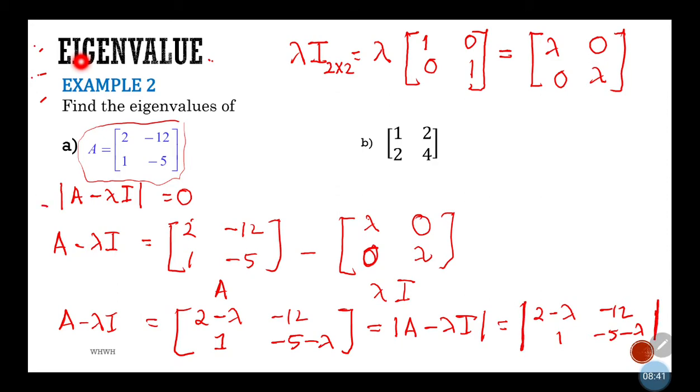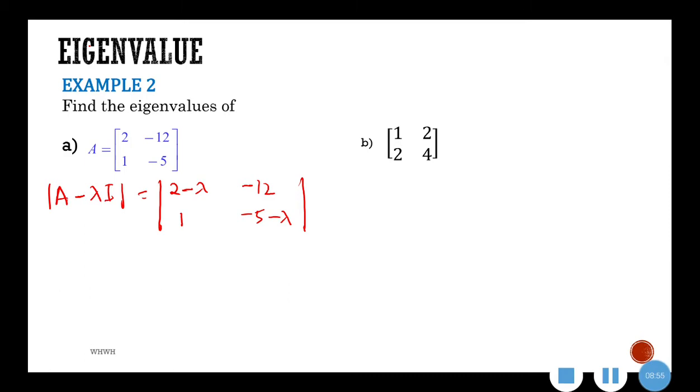So how do we find lambda? The determinant of this. Do you all understand? Okay, we want to find the determinant of this. So I will clear everything and write it neatly here. So this will equal to 0. Remember the condition, to find the eigenvalue we have to let A minus lambda I equal to 0.